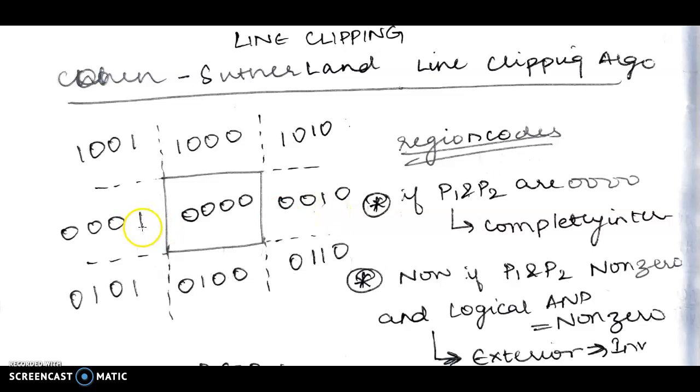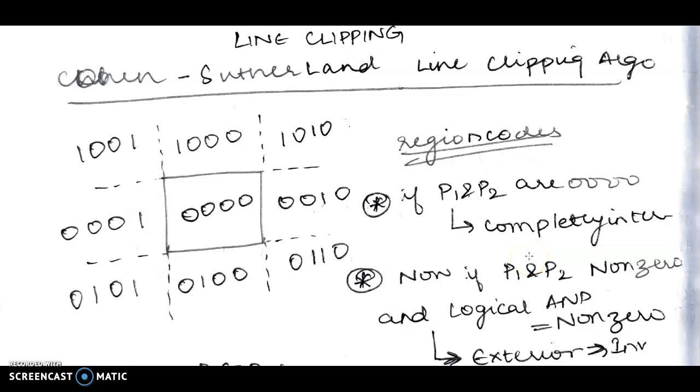Now let us consider a line. Let the starting point be P1 and the ending point be P2. If the line is completely inside, that is, if P1 and P2 are both inside, both their opcodes will be 0 0 0 0, right? So if both P1 and P2 have opcode 0 0 0 0, we can say that the line is completely inside.